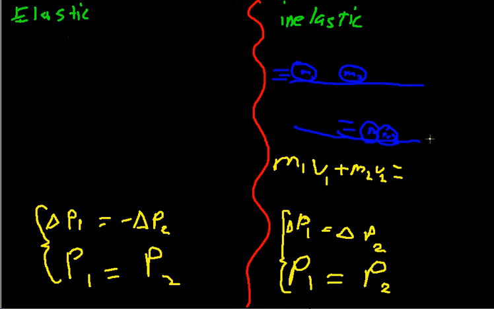Now, here's the thing. The masses are going to be equal. So we're going to have to add mass 1 and mass 2, and then they're both going to be moving together at the same velocity. So in that sense, we get this equation: mass 1 velocity 1 plus mass 2 velocity 2 is going to be equal to mass 1 plus mass 2 times the final velocity.